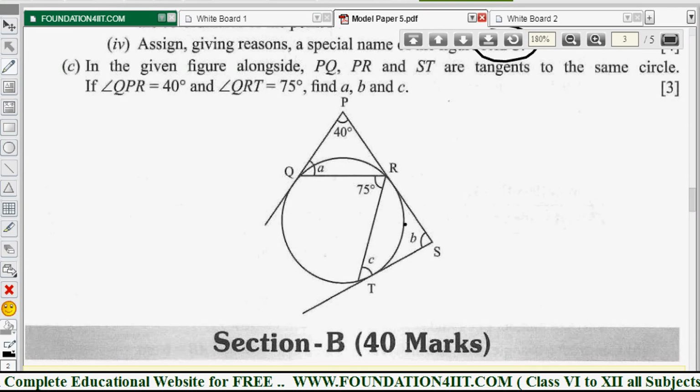Let us take the values one by one. So PQ is equal to PR. To find the first value, A: if these two are the same, PQR is an isosceles triangle, because PQ equals PR, so the opposite angles are equal. That means angle PQR and angle PRQ are the same. Then you can find the value of A simply.